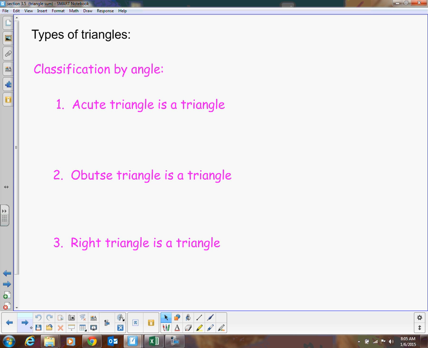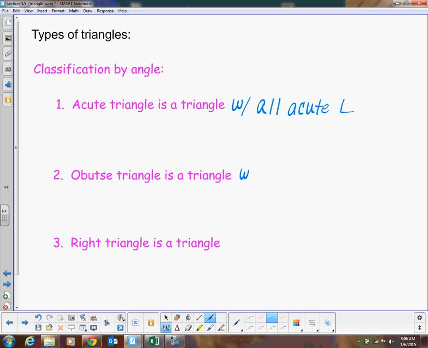This is 3.5, and I think you know what I'm about to teach, but we need the vocabulary. So, classification, we can classify triangles by angles or by sides. We're on triangles for at least 9 weeks. There's going to be some consistency here. An acute triangle is a triangle with all acute angles. Do you remember what an acute angle is? Less than 90.